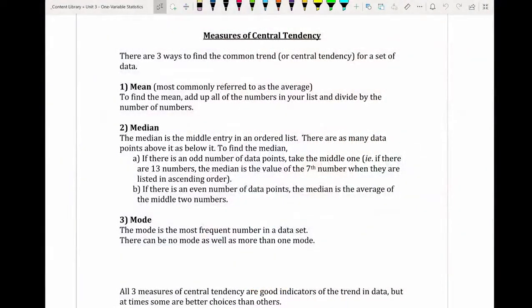In today's note, we are going to look at the measures of central tendency. So all the information's here. I'm just going to go over and read through and highlight some of the important information, and I encourage you to do so as well in your notes. So there are three ways to find the common trend or central tendency for a set of data.